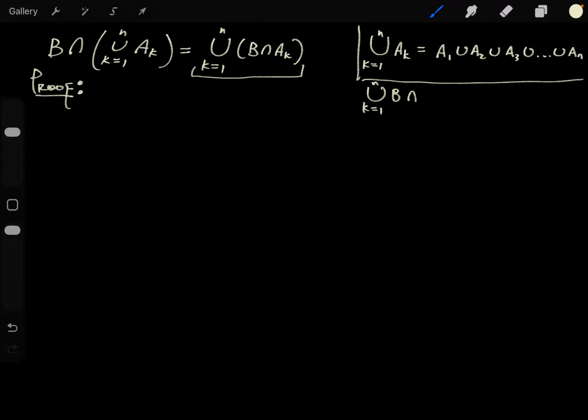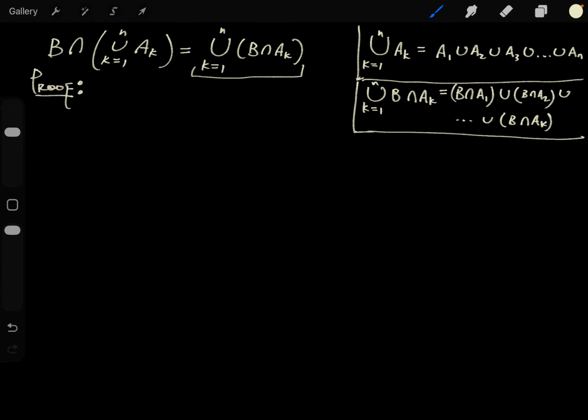B intersect A_k. What does that look like? It looks like B intersect A1 union B intersect A2, and again, dot, dot, dot, union, dot, dot, dot, union B intersect A sub k. And that's just going to help us have an idea of what these unions and these indexed unions look like. Okay, so now let's start.